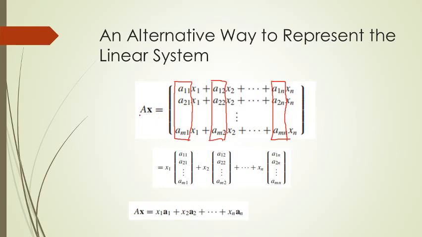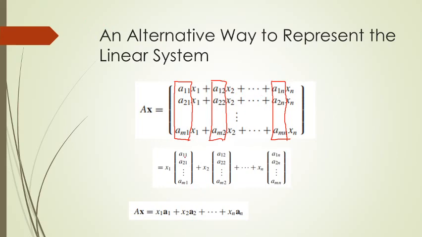So we can rewrite the m equations in this way. I can let x1, x2, xn times a column vector, okay? That is x1 times the first column plus x2 times the second column plus xn times the nth column. Why do we need to write in this way?